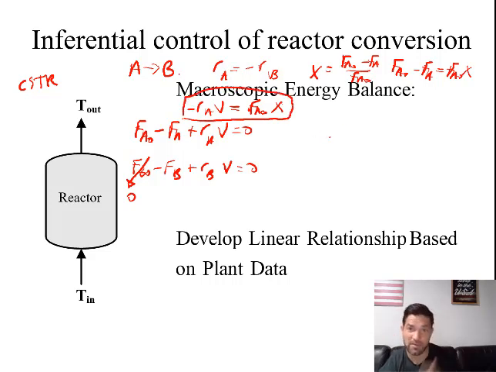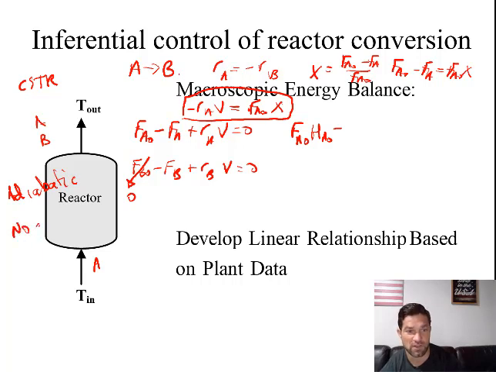Okay, so we also have our energy balance for the system. On the reactor, we have the flow coming in times the enthalpy coming in, so FA0 HA0, minus the flow of species coming out. Coming in, we have species A. Coming out, we have species A and B. We're going to call this adiabatic, and we're going to say no shaft work.